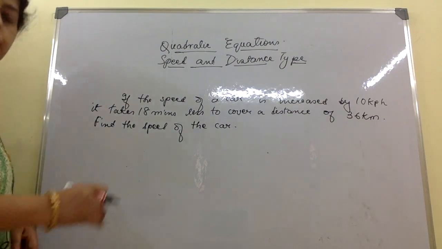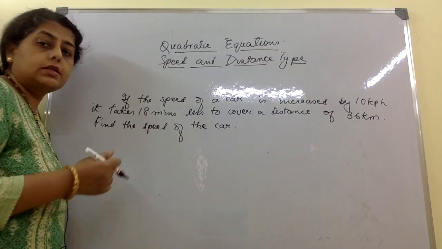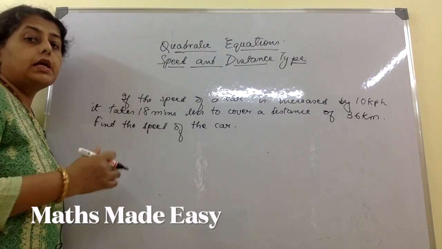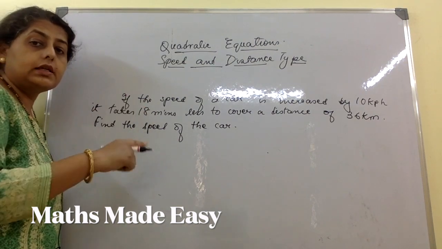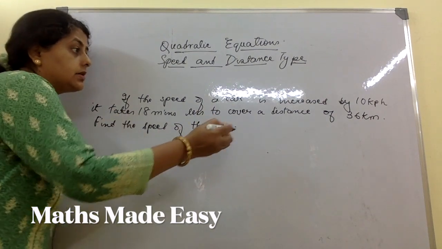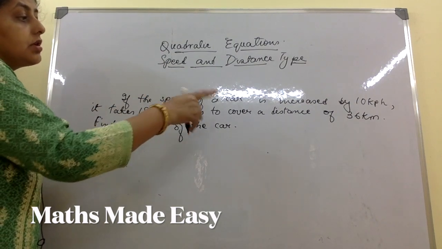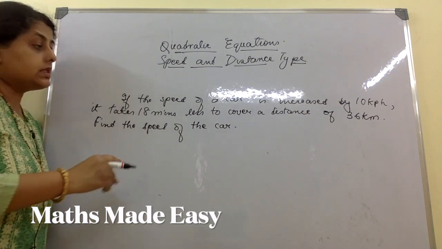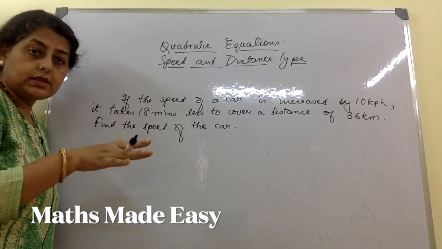Okay. So here in this question we have a quadratic equation question, speed, distance and time type. The speed of a car is increased by 10 kilometers per hour. If it takes 18 minutes less to cover a distance of 36 kilometers, find the speed of the car. When they say find the speed of the car, they want to know the original speed.